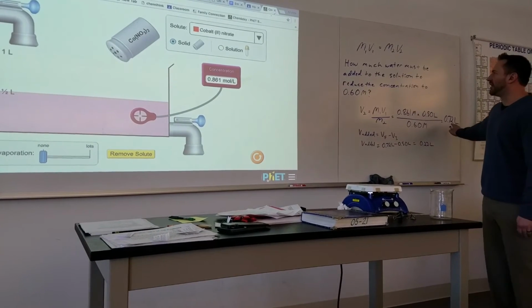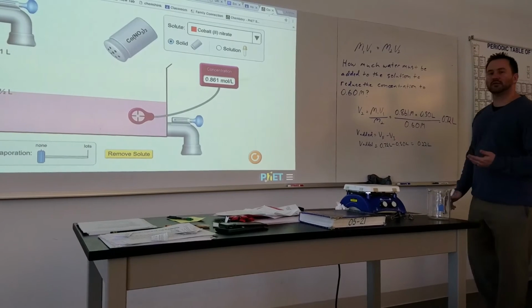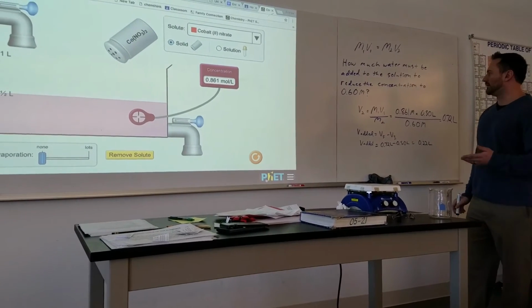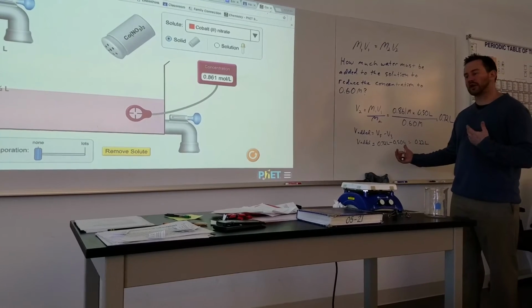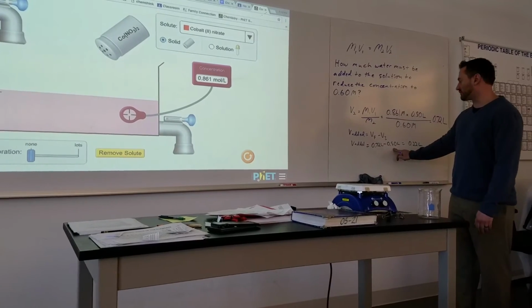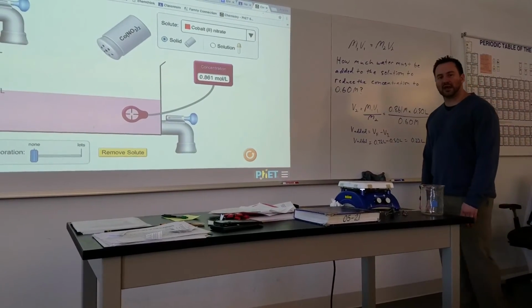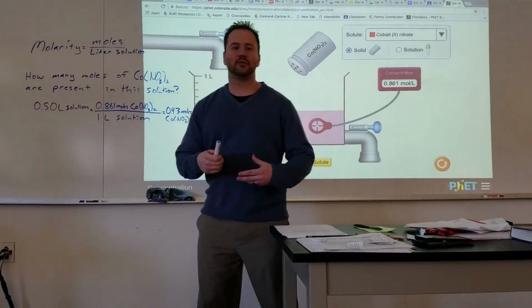So that's not our final answer here because that's the final volume. I asked you in the question what volume needed to be added. So the volume added is going to be equal to the final volume minus what you started with. And you can see that 0.72 minus the 0.5 liters you started with means that you would have to add 0.22 liters.